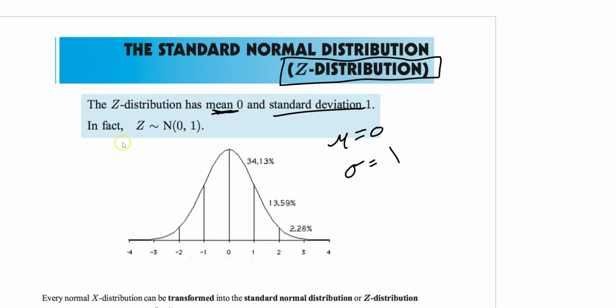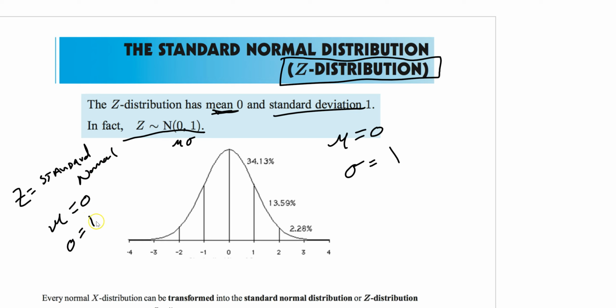You also might see this. Remember, all that means is what distribution you're using. So that's normal, and then that tells you what the mean is and what the standard deviation is. And notice that there's a z. So again, the key thing here is if you see z, we call that the standard normal. And that means that mu is 0 and standard deviation is 1, as you can see by this picture right here. Mean 0, and each standard deviation is 1.